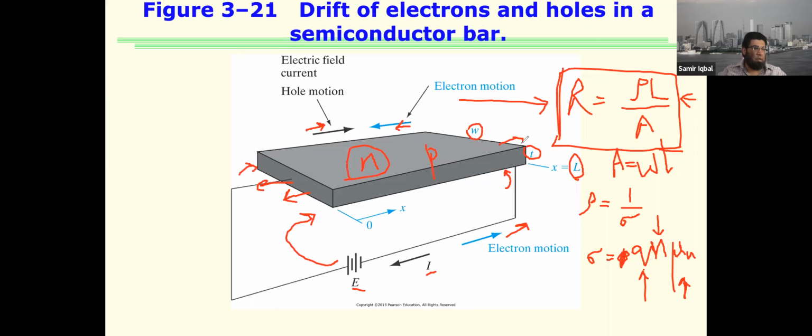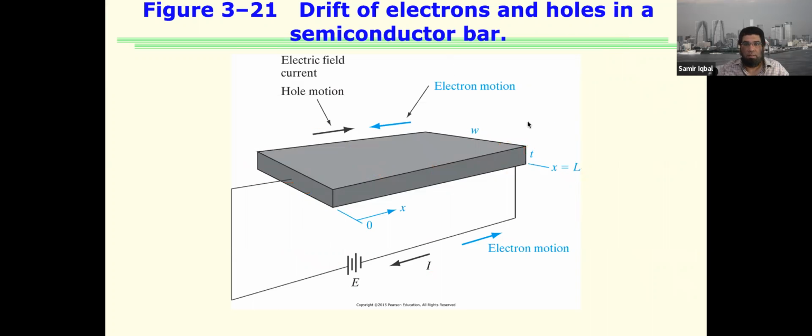So hence we can say that's the conductivity of the material. And from conductivity, we can find resistivity, and we plug in resistivity in this formula to find the resistance. All right. So remember this, for semiconductor material, this is how we find the resistance of a semiconductor material. All right. Questions?